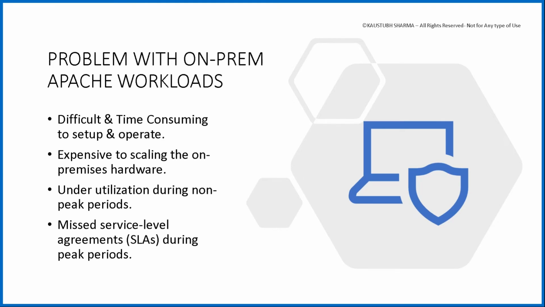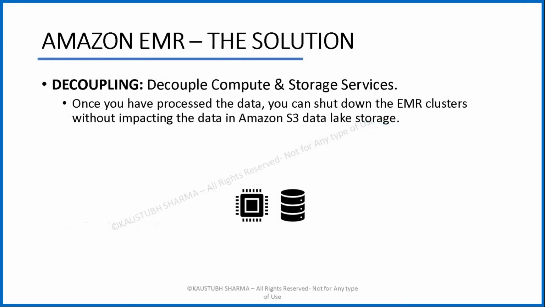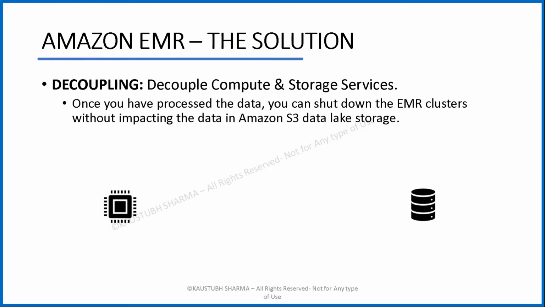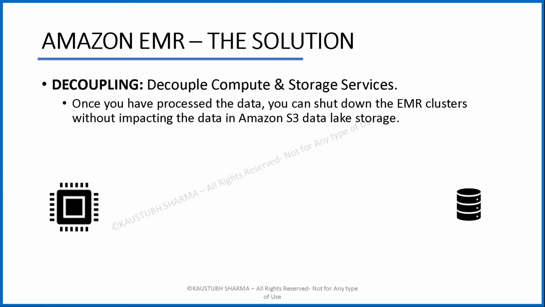So to resolve all these problems we are facing with on-premises Apache workloads, AWS came up with Amazon EMR, which resolved all these problems of on-prem Apache workloads by decoupling compute and storage service. It means you can shut down your EMR cluster without impacting your data in Amazon S3 data lake storage. It means there is no need to unnecessarily run your workloads after the processing of data is complete.